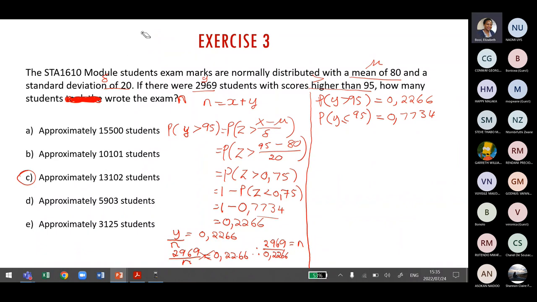So now, I know that the probability of Y greater than 95 plus the probability of Y less than 95 will give me 1, right? Because the sum of both of them should give me 1. So if I know that, then I know the following. This is the one that I have right here.